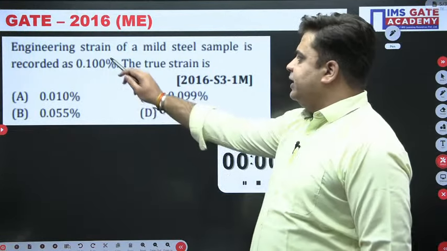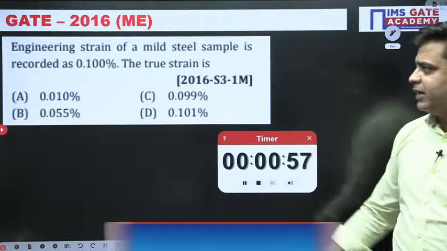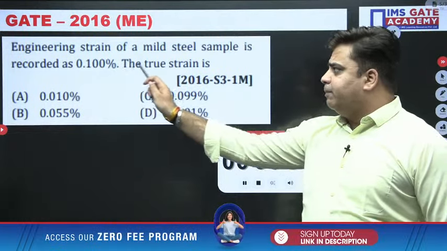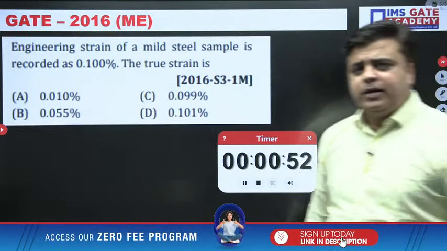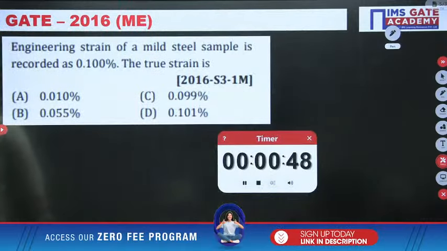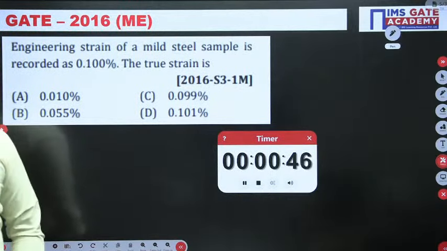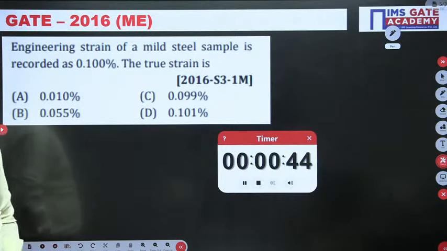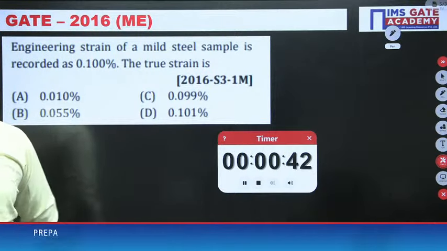The question says that the engineering strain of a mild steel sample is recorded as 0.1%. The true strain is? Please comment your answers, keep commenting your answers and stay motivated throughout the session by commenting your answers. Please go for it.